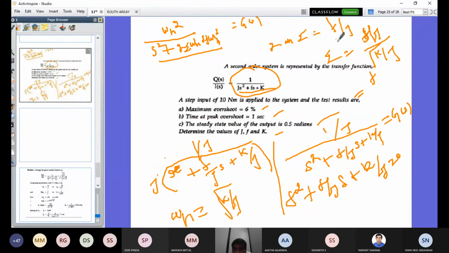f by j, and zeta is equal to, here the 2 may come, no? 2 zeta omega n is f by j, so zeta is f by 2 root jk. f by 2 into root jk. Correct. Kj or jk. Correct now? Yes. Okay, what is the next step?